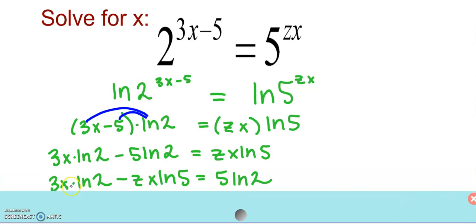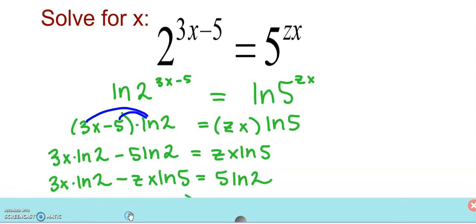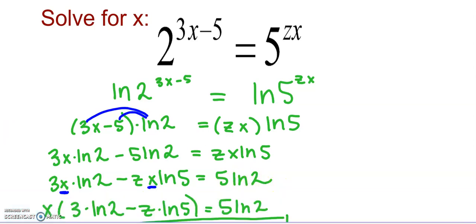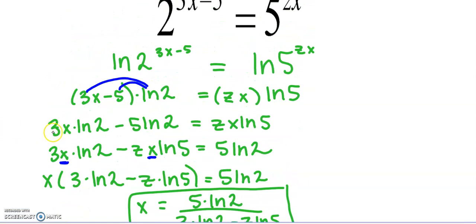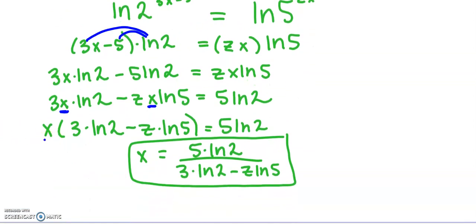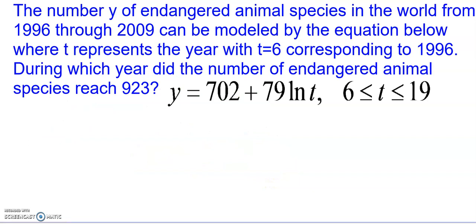Here, notice that I got both terms that have the x on the same side. So here's the x, no x's on the right-hand side. And I took out a GCF of x. Took out a GCF of x here, and what was remaining I divided to the other side. Kind of ugly, but not so bad.